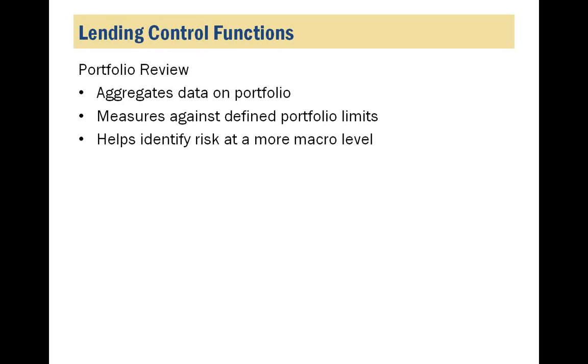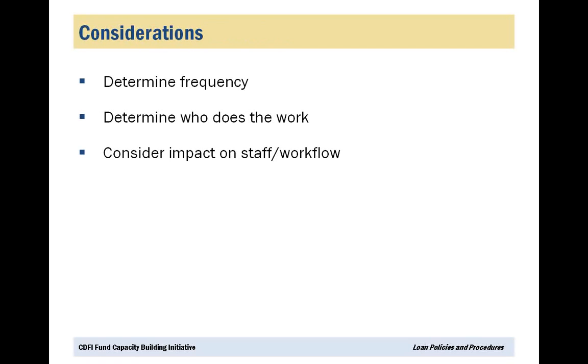The idea around portfolio review is that you aggregate data and then slice it and dice it to look at different concentrations. So this relates back to your concentration criteria, where you'll say, how many loans do we have that are secured by second mortgages? How many loans do we have to charter schools versus health clinics? You want to measure your portfolio on an aggregate basis against your defined portfolio limits. It's a very interesting way to look at a portfolio, and it's a key component of managing risk at the aggregate level. The considerations when you do a loan review or a portfolio review are the frequency and who does the work.